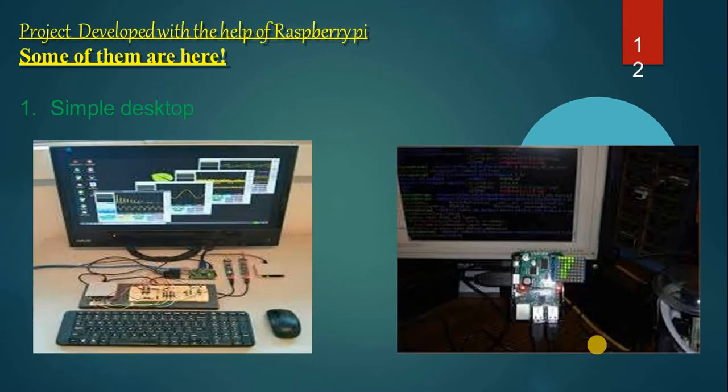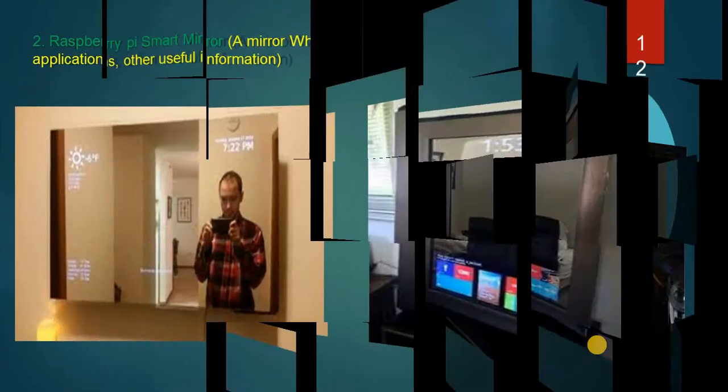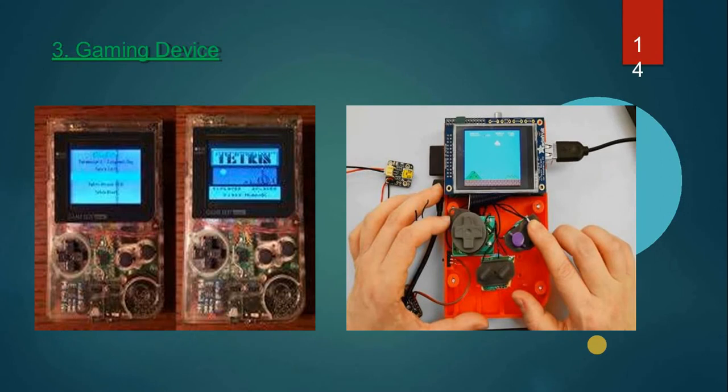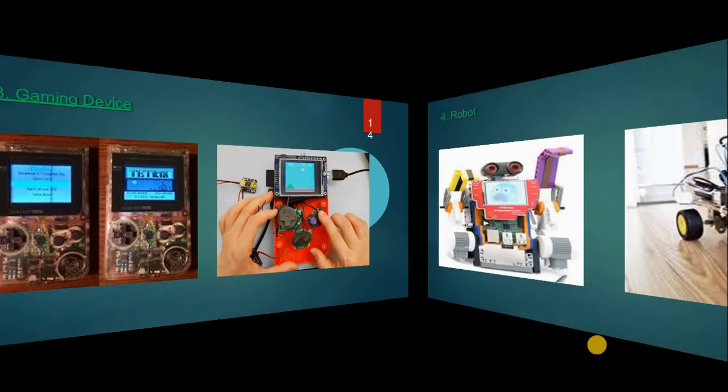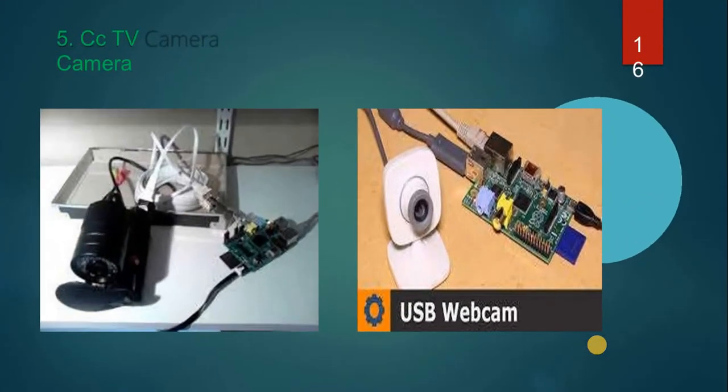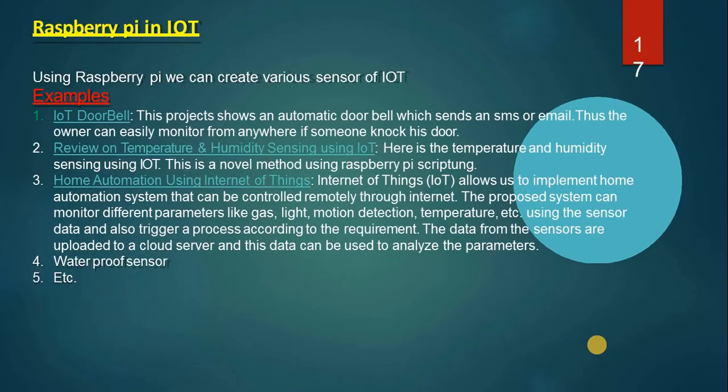Next point of the tutorial is projects developed with the help of Raspberry Pi. Here are some of the projects. First is Simple Desktop. Number 2 is Raspberry Pi Smart Mirror, a mirror which displays applications and other useful information. Number 3 is Gaming Device. Number 4 is Robot. Number 5 is CCTV camera.